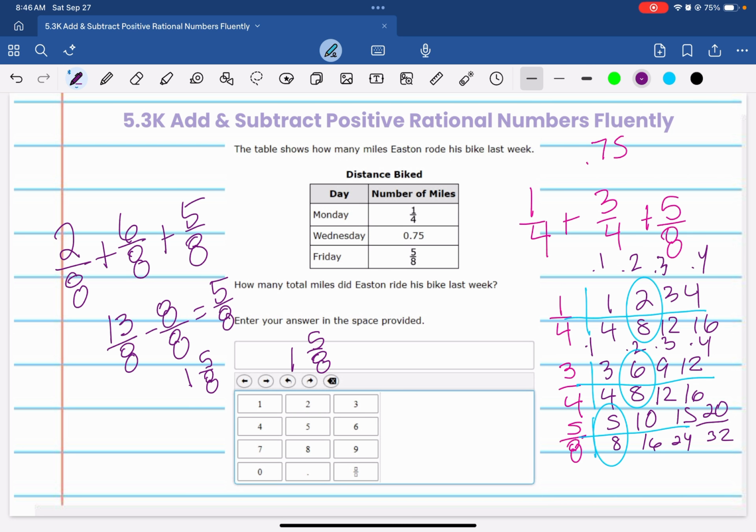That's how you would put it in, or just use this and write 13/8. Well, you don't write, you would type it in. This is an old STAR problem.